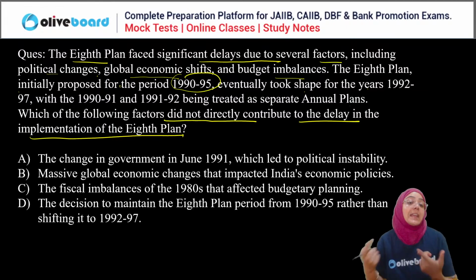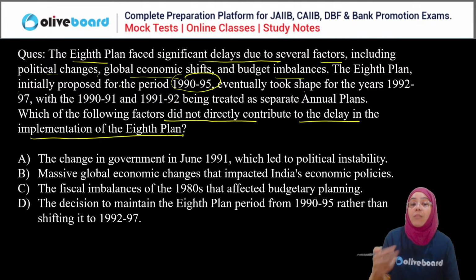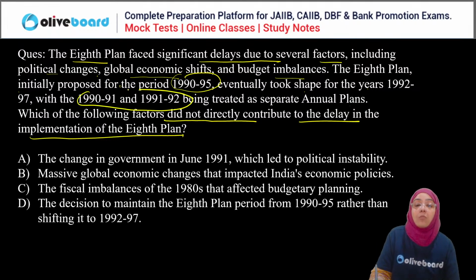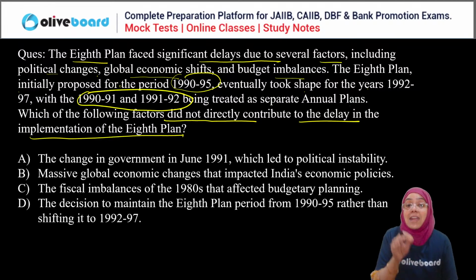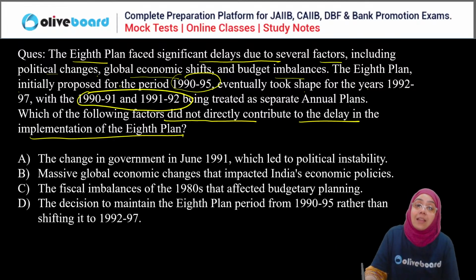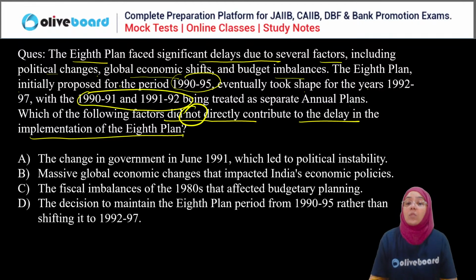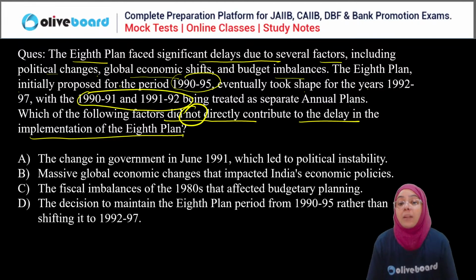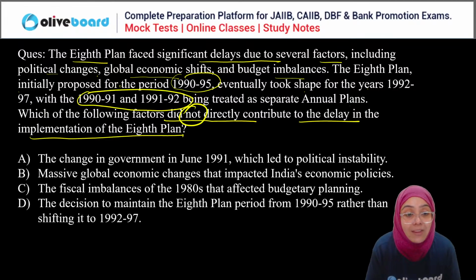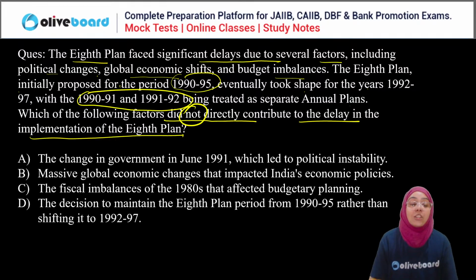So why was there a delay in the implementation of the eighth plan? We had actually framed a 2-year annual plan here. So the question is asking what is not the direct reason for the delay in the eighth 5-year plan. The change in the government in June 1991, which led to political instability; massive global economic changes that impacted India's economic policies; the fiscal imbalances of the 1980s that affected budgetary planning; and the decision to maintain the eighth plan period from this rather than shifting it.